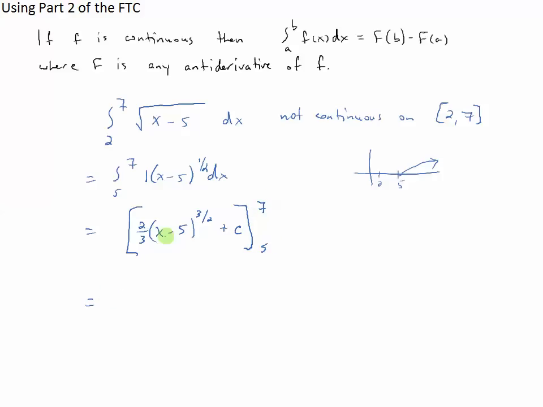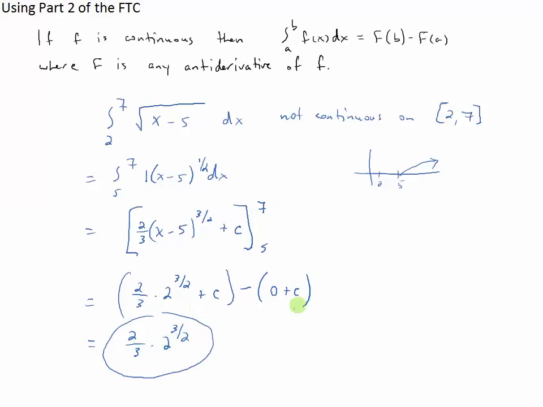So I'd plug in the 7 first, and I would get 7 minus 5, which is 2 to the 3/2. So I'd have 2/3 times 2 to the 3/2 plus c, minus, if I plug in the 5, of course that is just 0 plus c. The c's cancel, the 0's gone, and my area just ends up being 2/3 times 2 to the 3/2, which you could use a calculator for, and that would be the area between 5 and 7 under this square root function.